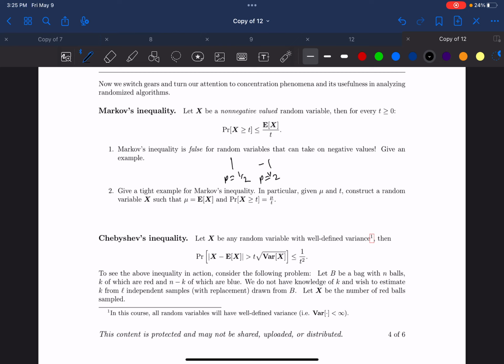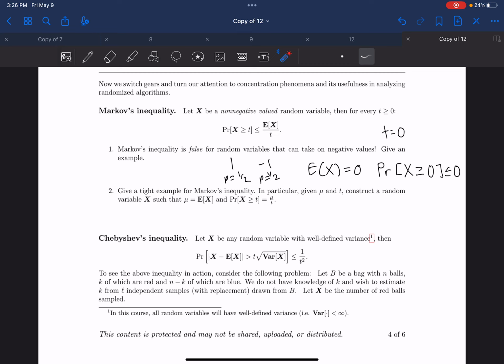Why is this? Let's take a look. If we look at the expected value here, we see that the expected value of x is going to be equal to 0. So then we're going to say the probability that x is greater than or equal to any t. For example, let's set t equal to 0. So the chance that x is greater than or equal to 0 is going to be less than or equal to 0 because our expected value is 0. But we clearly see that this is not true because the probability that x is greater than or equal to 0 is 1/2 because we can select this one. So this is a quick, easy way to disprove Markov's inequality for negative valued random variables.